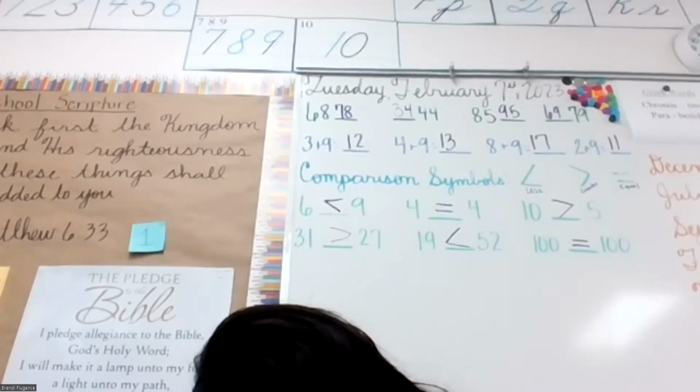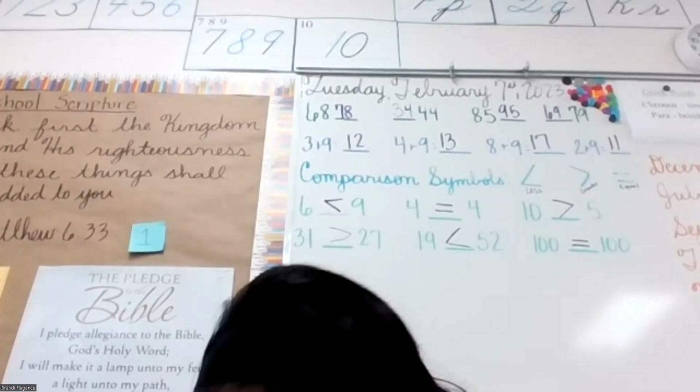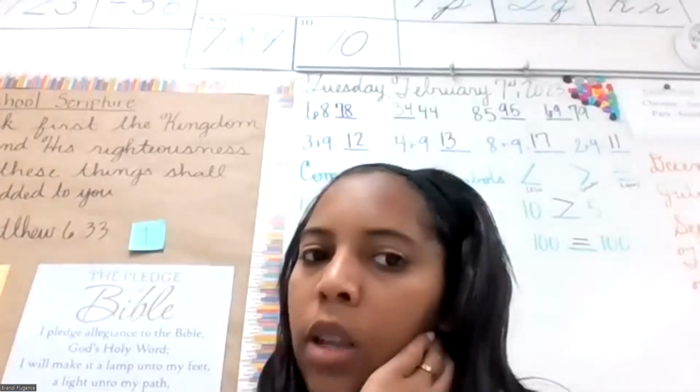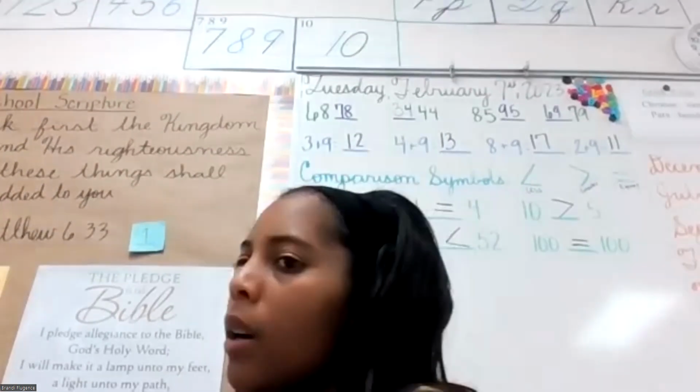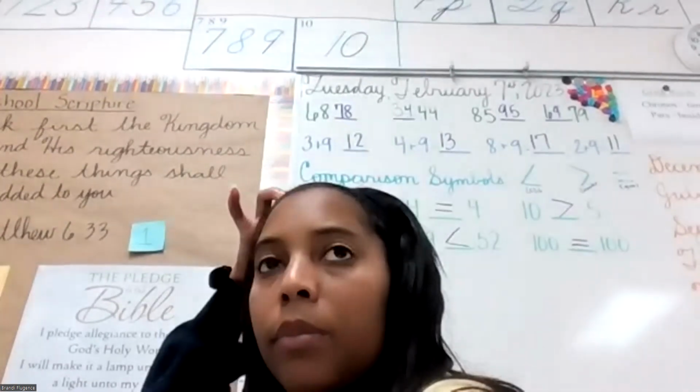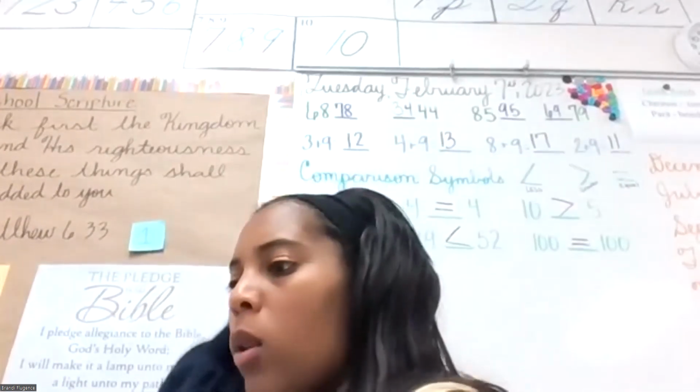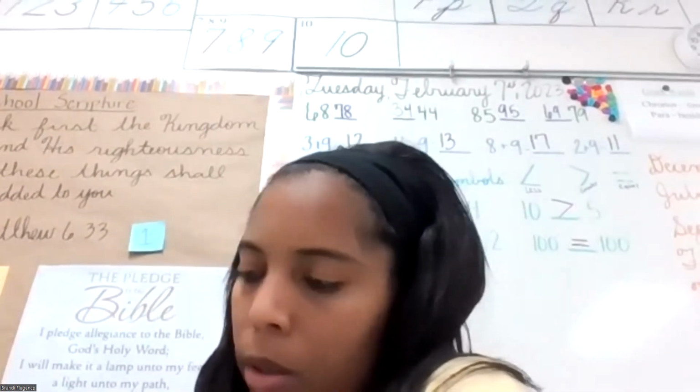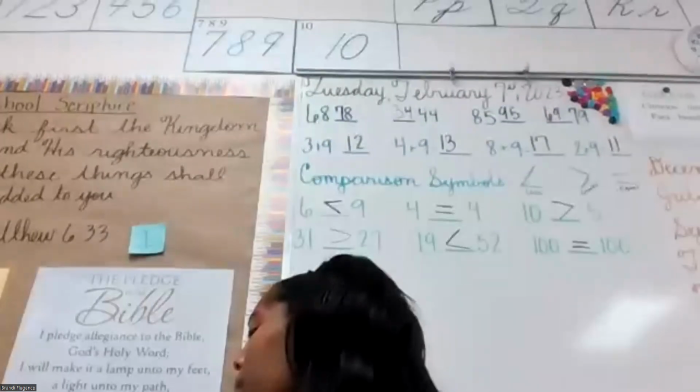Okay, we have 2 and 2 shaded in. So we're going to ask, is 2 less than, greater than, or equal to 2? Which one? Tell me. Equal. So put the equal symbol in the circle. 2 is equal to 2, obviously, same number.